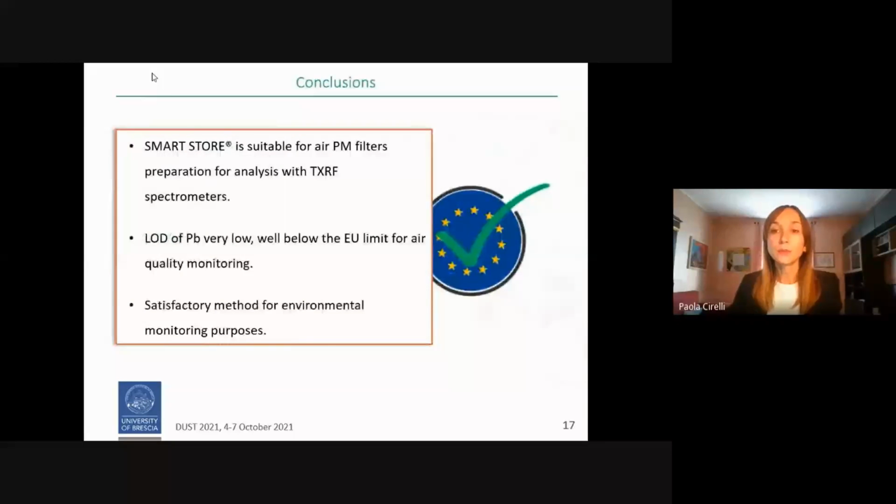Concluding, the Smart Store preparation procedure is suitable for air particulate matter filter analysis with commercial TXRF spectrometers. The direct analysis of air filters is possible, applying an empirical or a theoretical calibration approach. The limits of detection obtained with the spectrometers with the two different sources are well below the threshold established by the European Union for air quality monitoring. Therefore, the method is satisfactory from an environmental point of view.